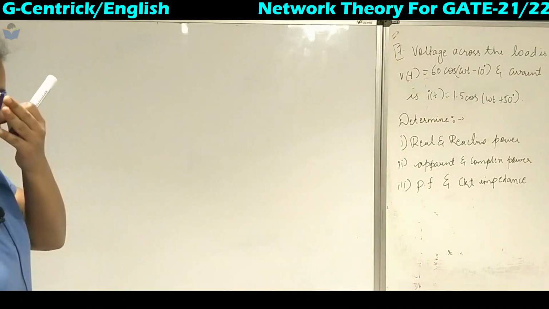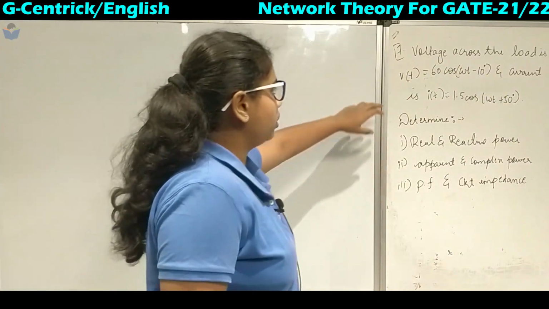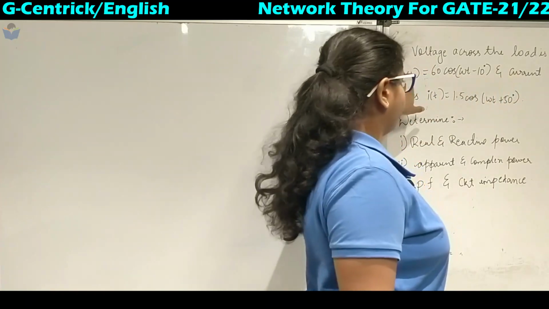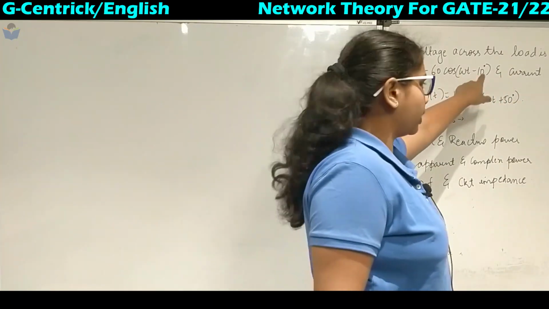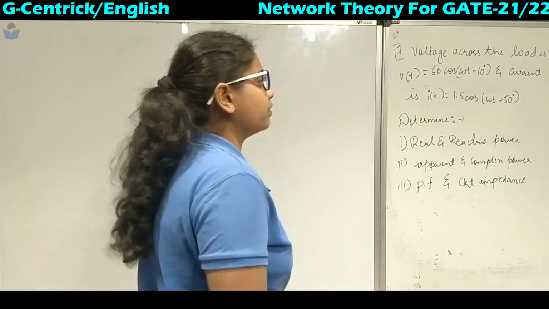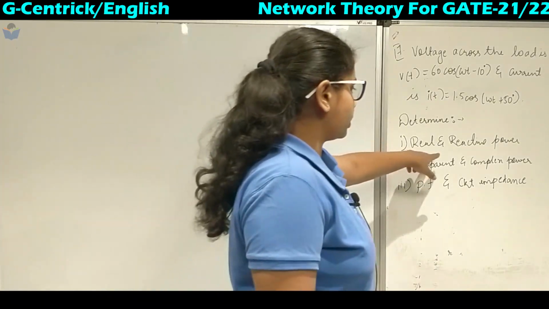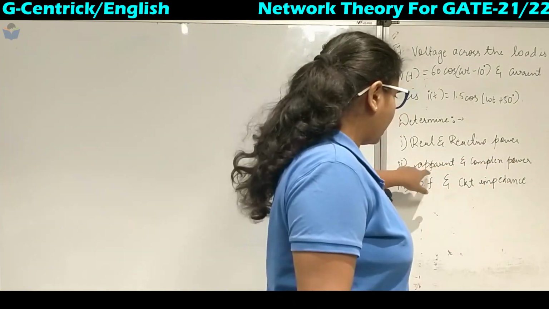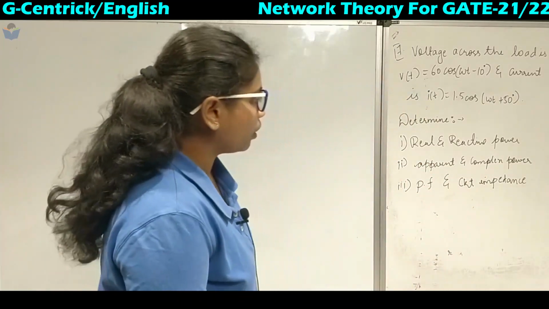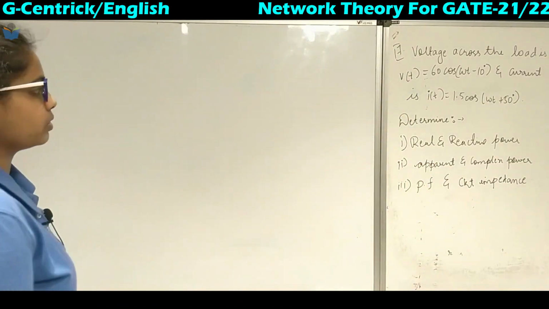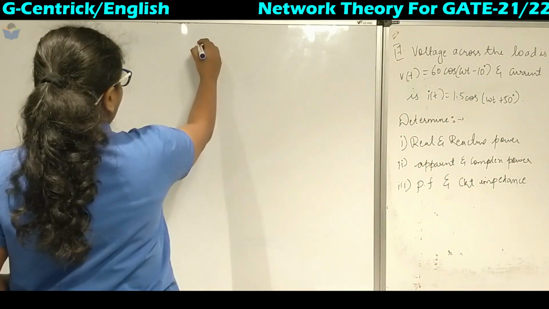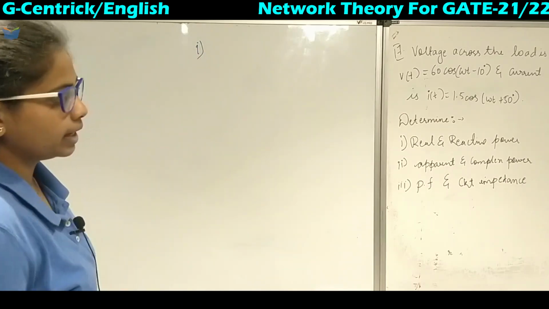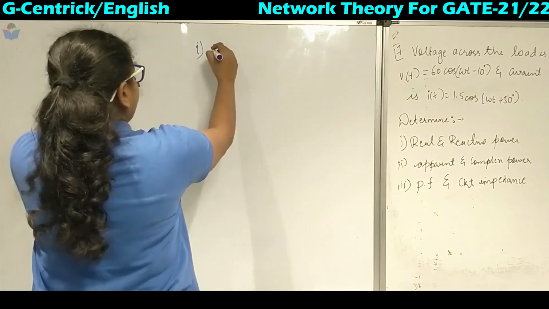Okay, so coming to the 17th question, we have got voltage across the load as V of t equals 60 cos omega t minus 10, and current also is given. So what we have to find? First thing, real and reactive power, then apparent and complex power, power factor and circuit impedance. So first we'll find the real power.